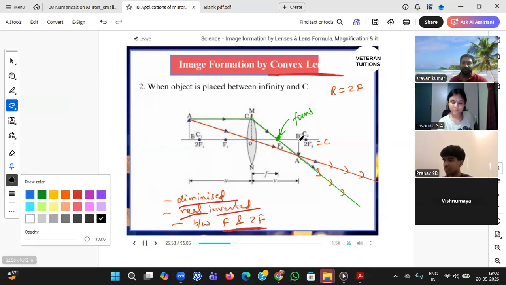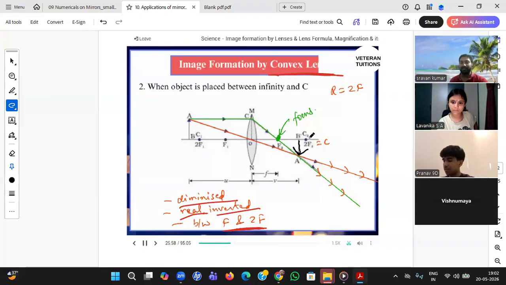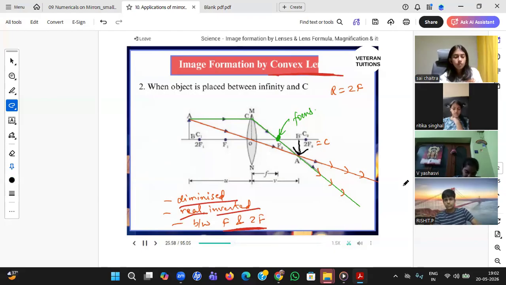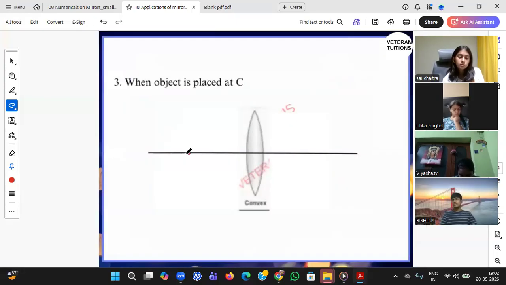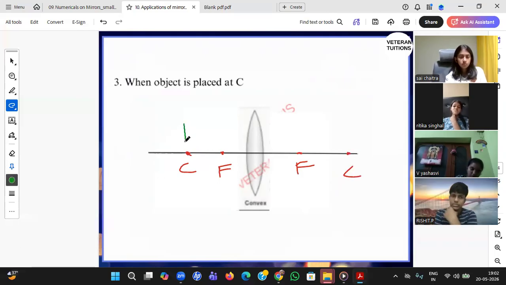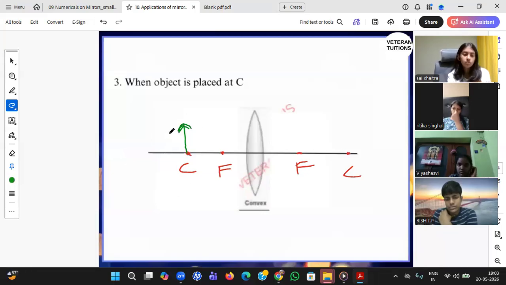Okay, so that's the reason Vishnu Maya is already able to predict, sir, my image will be between F and C. Understood, Sai Chaitra? Yes, sir. Okay, so Sai Chaitra, help me, beta. Next case, I am moving my object exactly on C. So you can see this is a convex lens, C, F, F, C. I am keeping my object at C, beta. So what is the final answer, even before drawing? Where will the image be formed? Object at C, image will be formed at C. Very good. She already knows the answer.